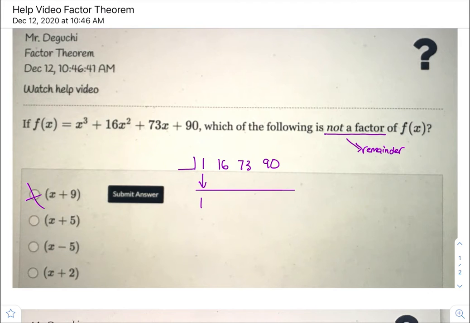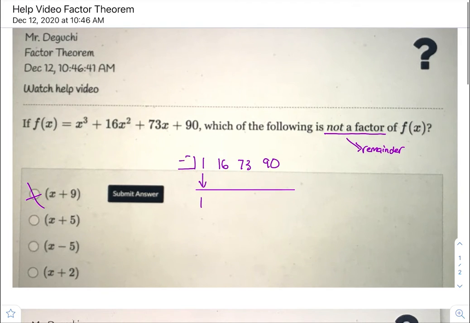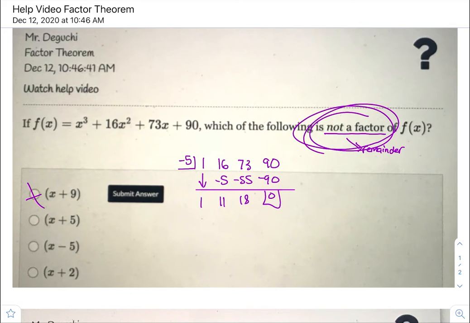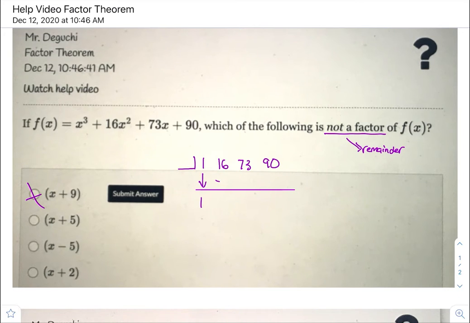So let's try x plus 5. So that will be negative 5. 1 times negative 5, add 11, 11 times negative 5, negative 55, add positive 18, sorry. 18 times negative 5, you guys, negative 90. So again, it's 0, which means x plus 5 is a factor. But we're looking for which one is not a factor, so it can't be that one either.